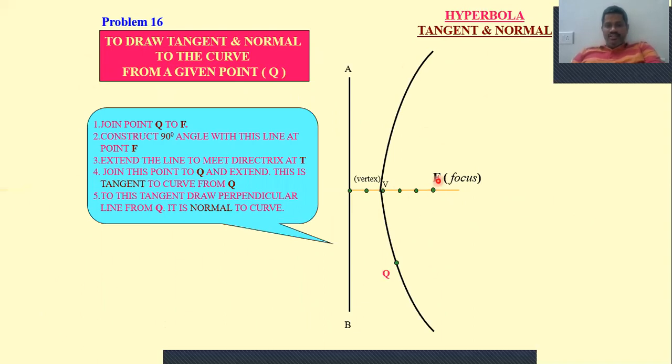Then join F and Q, same method. Draw a perpendicular line to FQ up to the directrix. This line will intersect at this location, and from this location, draw a line which must pass through point Q like this. Then draw a perpendicular line to this. This perpendicular line will become the normal, and this will become your tangent.